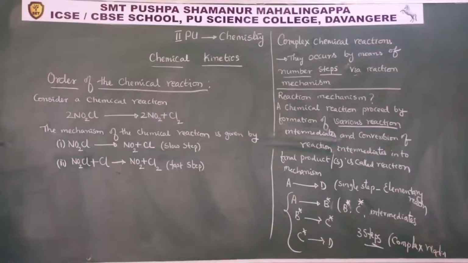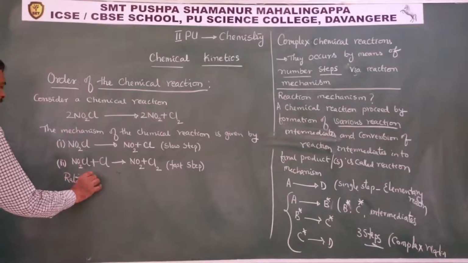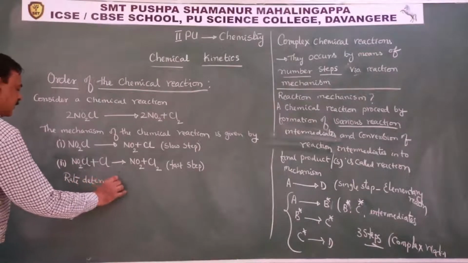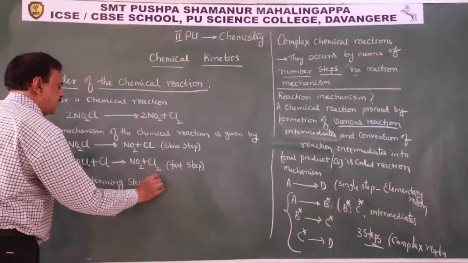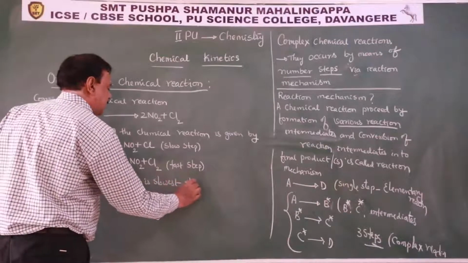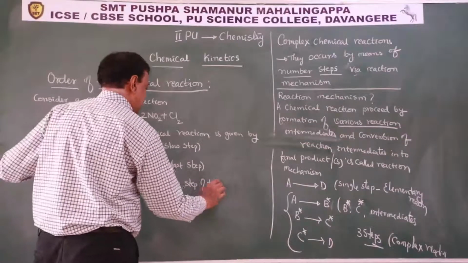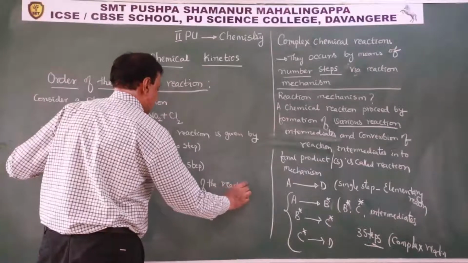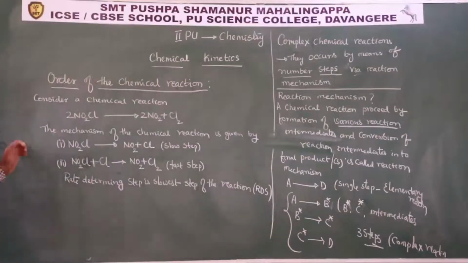In a complex chemical reaction, the rate determining step is the slow step. Rate determining step is the slowest step of the chemical reaction. This is very important. This is called RDS, rate determining step, and in some textbooks it is mentioned as RDS.